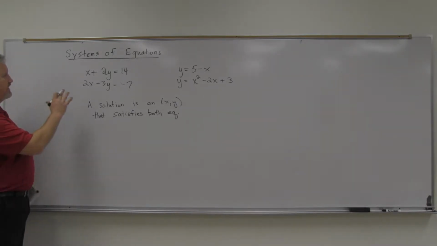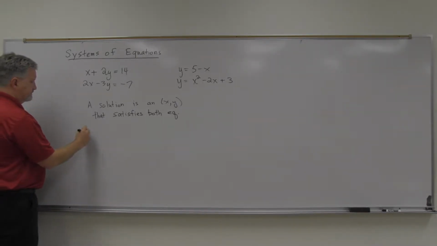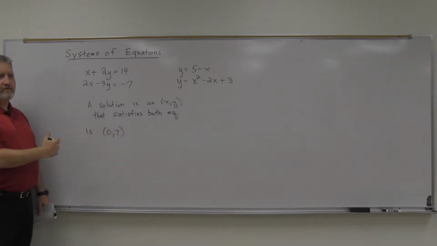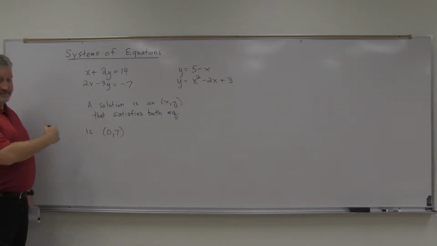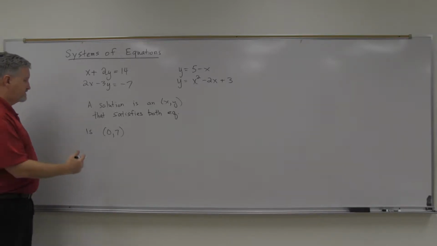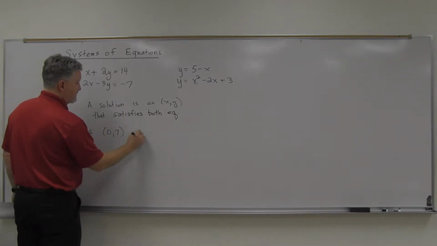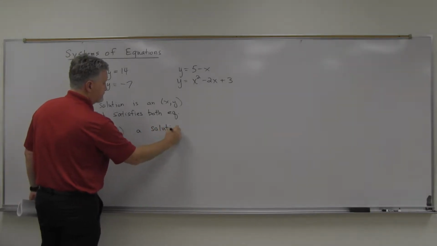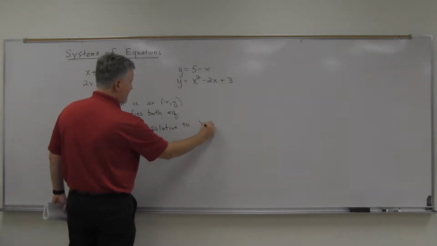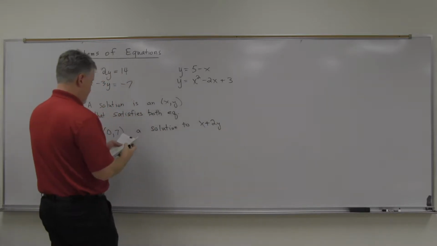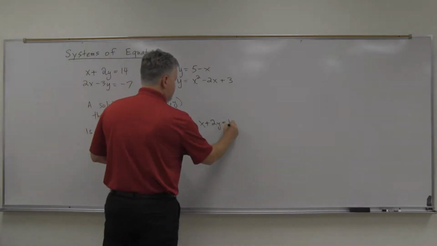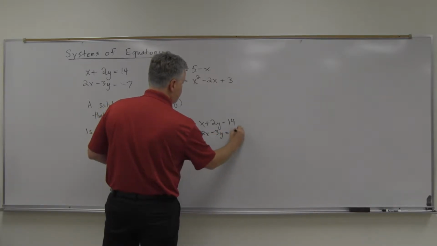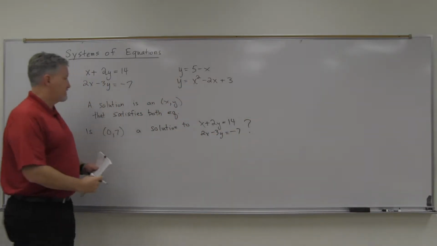And so if I look at this question, some of the problems in the homework will have solutions for you to check, and that's kind of what we're doing here. Is (0, 7) a solution to this system? x plus 2y equals 14 and 2x minus 3y equals negative 7. Is (0, 7) a solution?